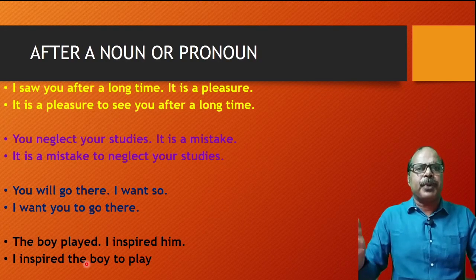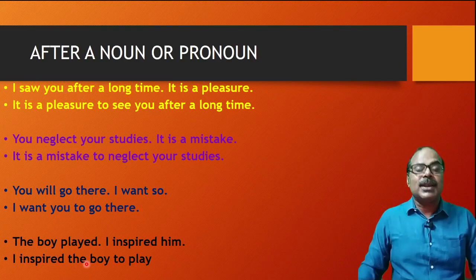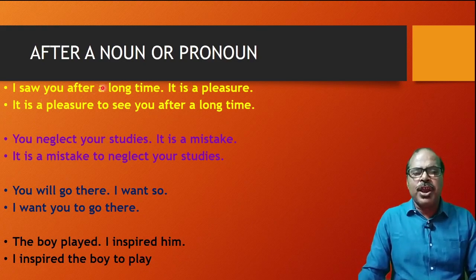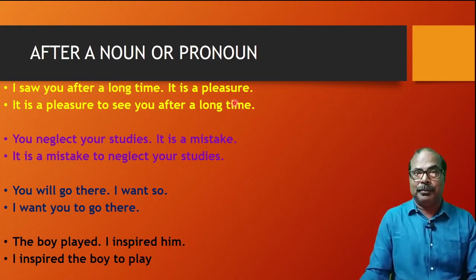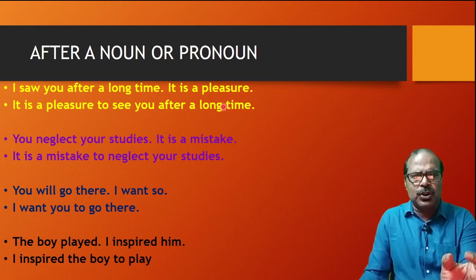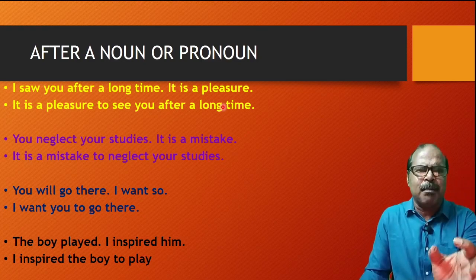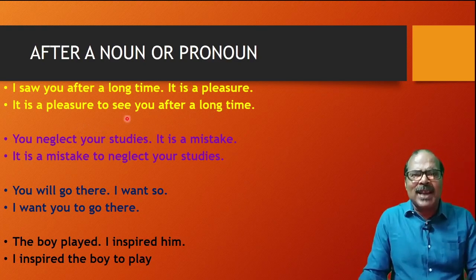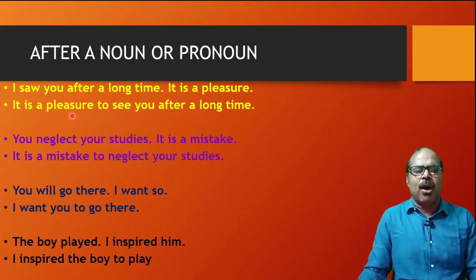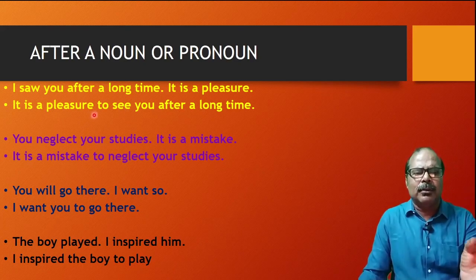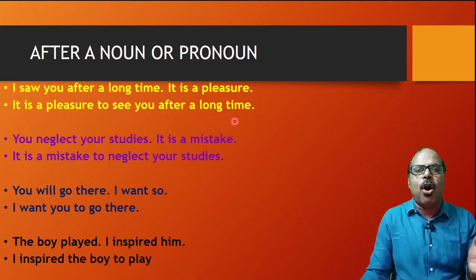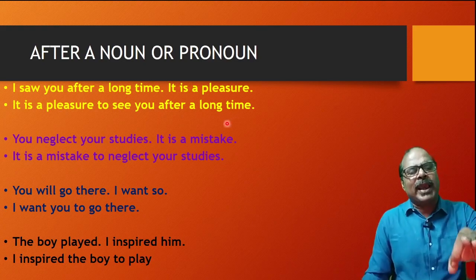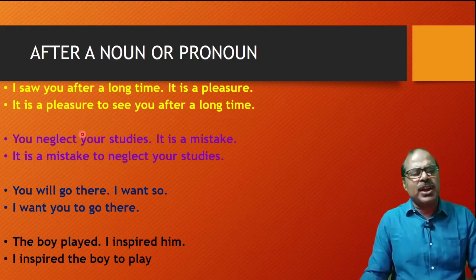After a noun or pronoun, let us see some examples. I saw you after a long time. It's a pleasure. How can we join these two simple sentences into one simple sentence by using infinitive? It's a pleasure. Pleasure is the noun. It's a pleasure to see you after a long time. Again, we can call it the apposition to it.